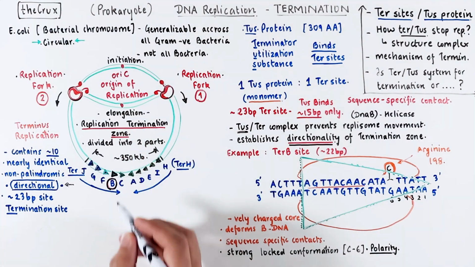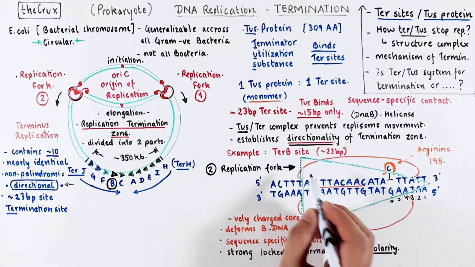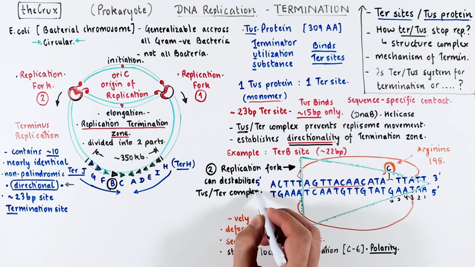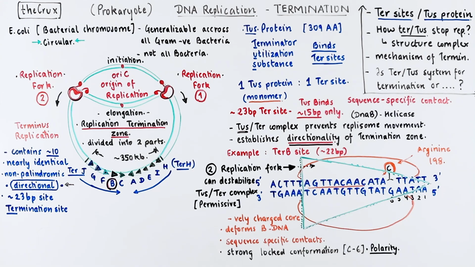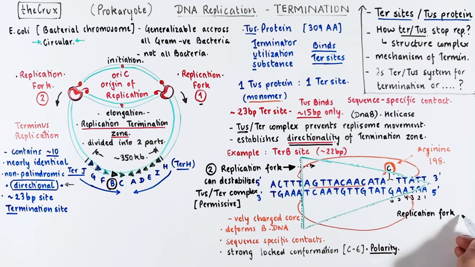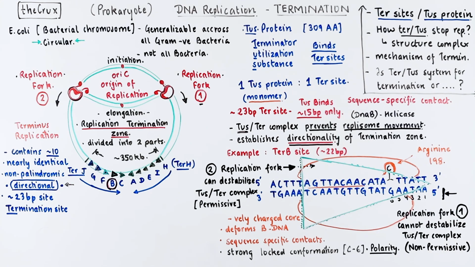In the context of Ter-B, the replication fork 2 is traveling in this direction, and fork 2 can destabilize this Ter and Tus complex, and it will pass through the Ter-B site, which means that this side of the site is permissive to the replication fork movement. The opposite side has replication fork 1 coming in the other direction. In this context, replication fork 1 cannot destabilize the Ter and Tus complex, so it cannot pass the termination site this way. The complex prevents the replisome movement from one side only, and we call this side the non-permissive side.